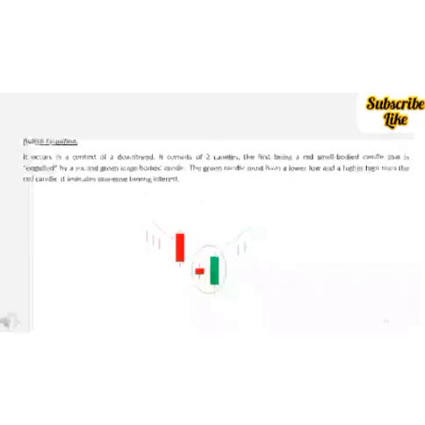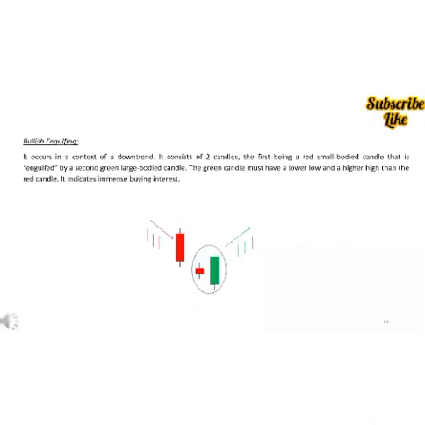Engulfing, bullish engulfing. It occurs in a context of a downtrend. It consists of two candles, the first being a red small-bodied candle that is engulfed by a second green large-bodied candle. The green candle must have a lower low and a higher high than the red candle. It indicates immense buying interest. They exhibit extreme market sentiment.